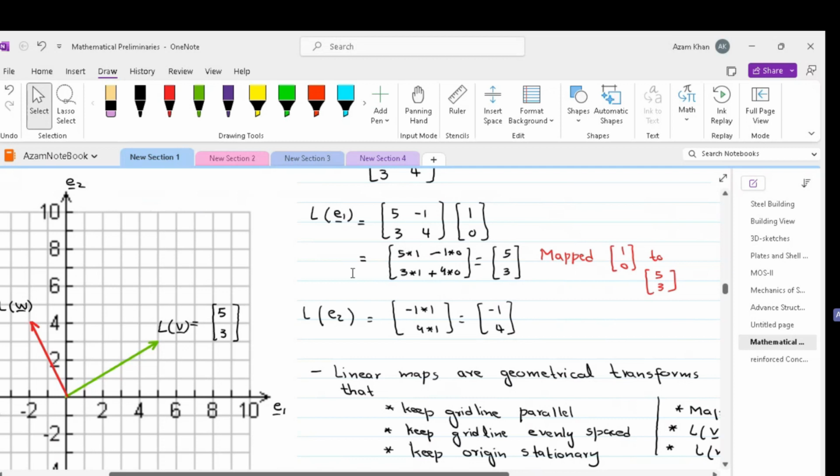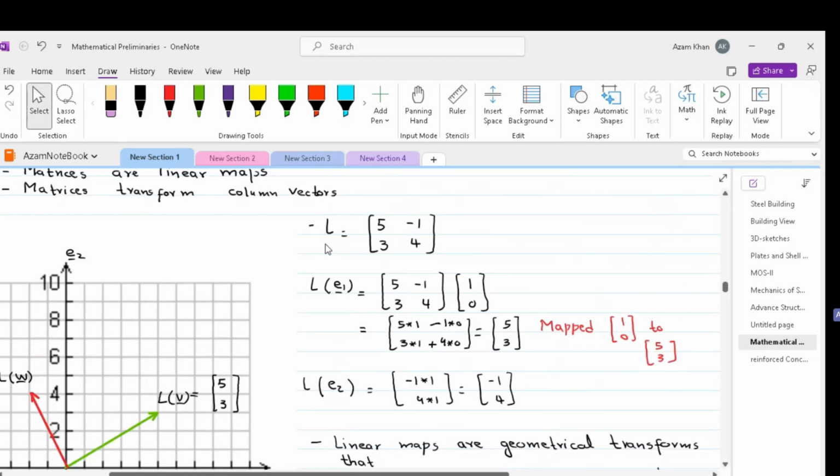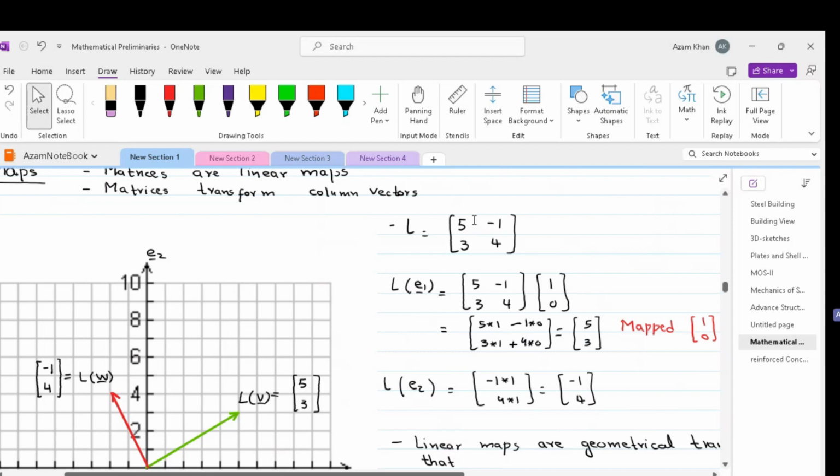Normally, the unit vectors are used to find the vectors from which the linear map has been constructed. For example, multiplying the 1, 0 unit vector with the map 5, minus 1, 3, 4 gives us a vector which is 5, 3. So the linear map is considering the 5, 3 vector, and there is another vector which is minus 1, 4. In other words, the linear map is made up of these two vectors.